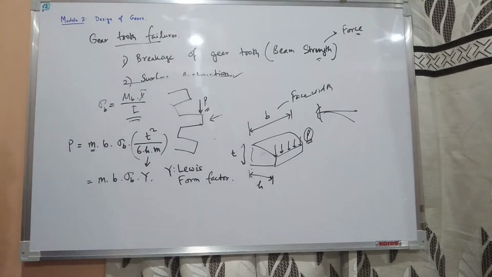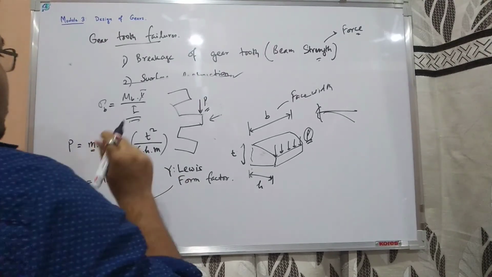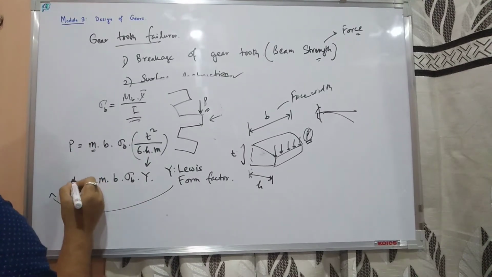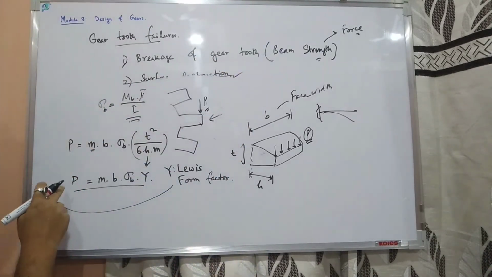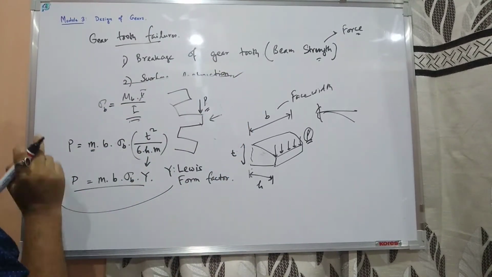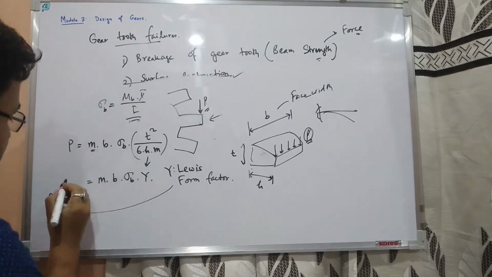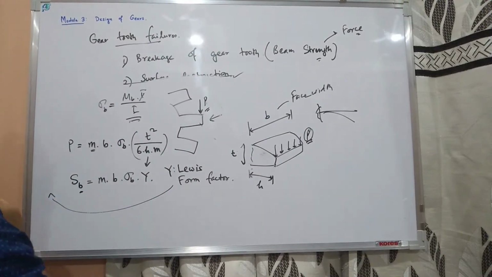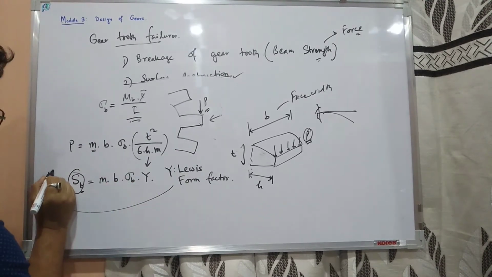Okay, Lewis form factor. Now you know how to calculate Lewis form factor from the data book. I'll come to that. Now see, this is the general formula. If we attain the maximum value of P, which is called the strength, in this case we write it as S for strength and B for beam, so beam strength.